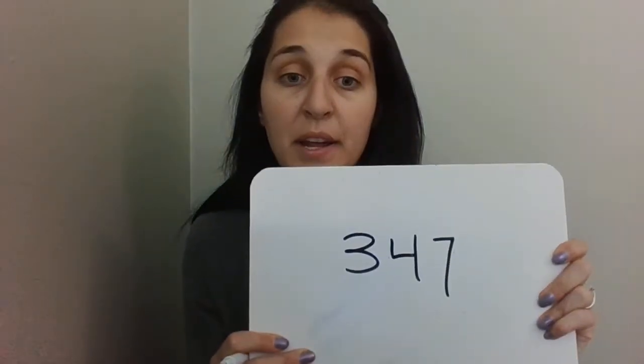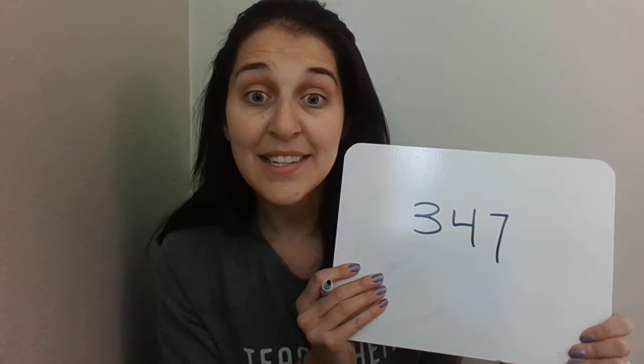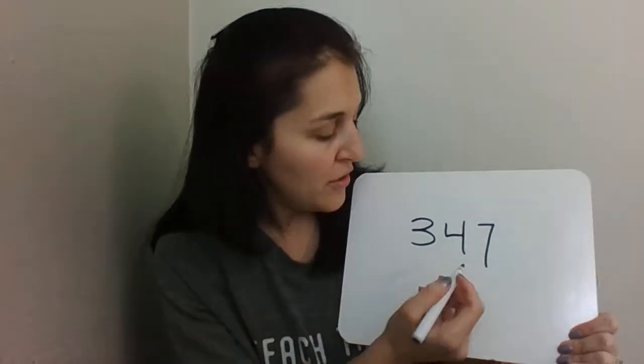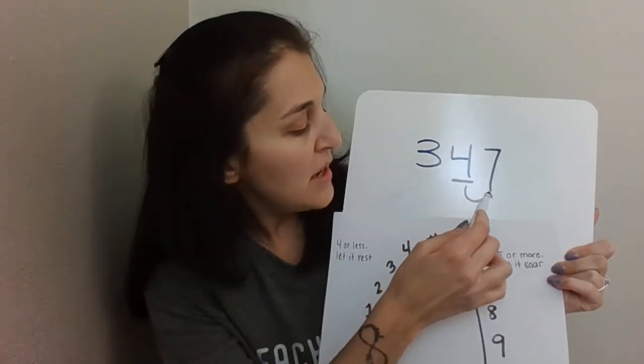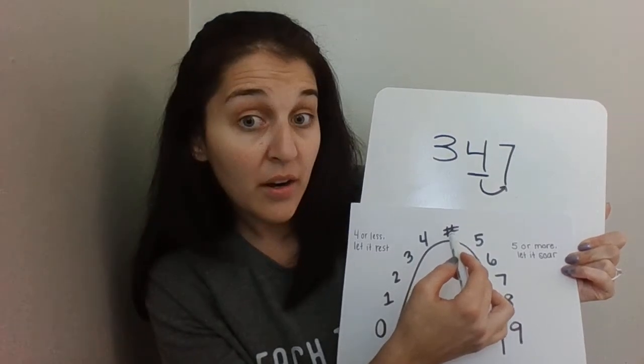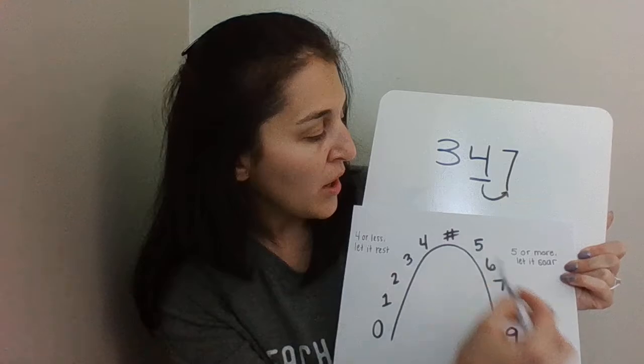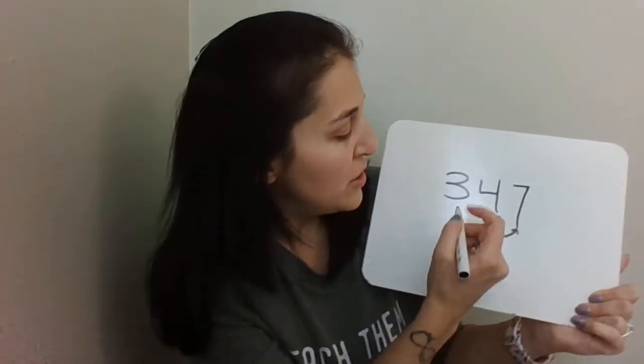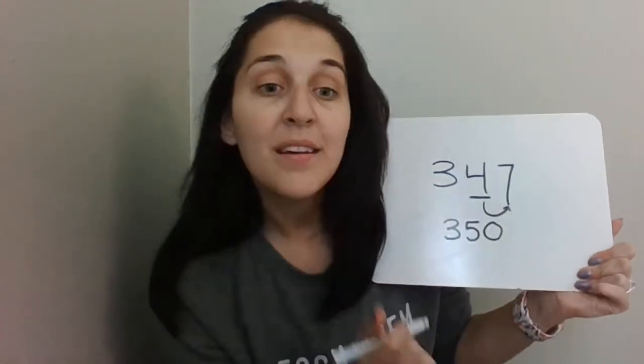So let's do a little bit of practice. I'm going to write a number on my board. 347. If I said round 347 to the nearest 10, what I'm going to do is underline the number in the tens place. Then I'm going to look next door to the ones. This is when I might want to look at my chart. This number is bigger than where this number sign is. It's 5 or more. So what that means is that this number would round to 350.